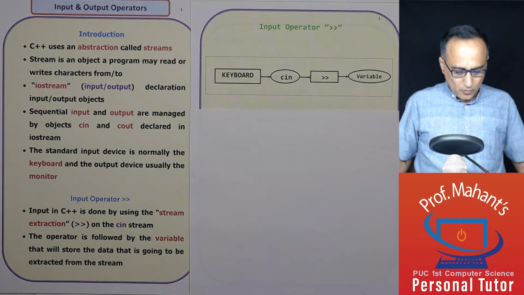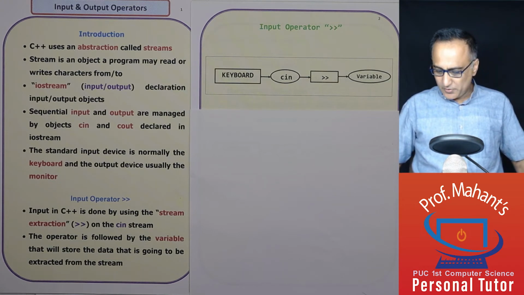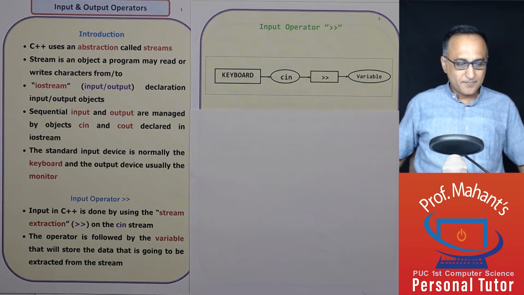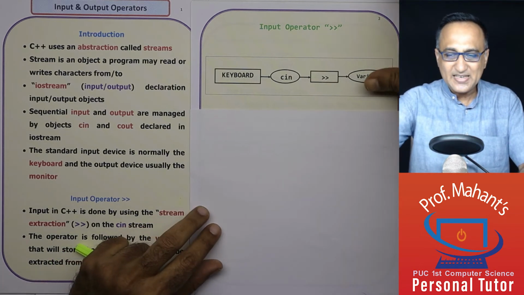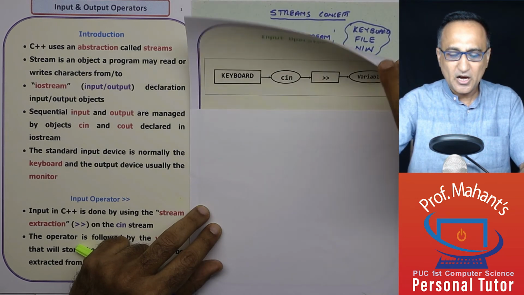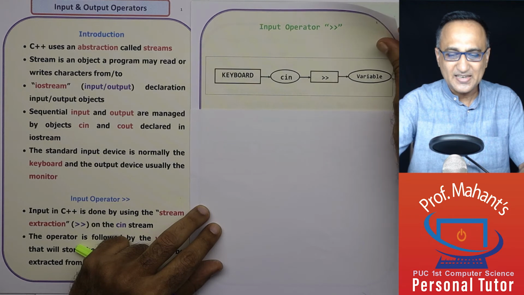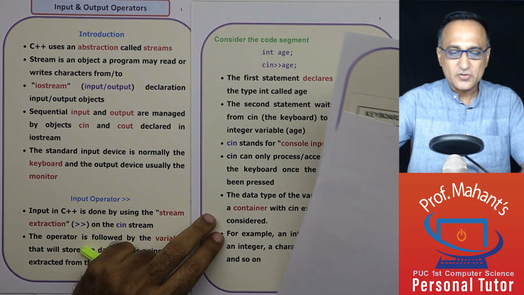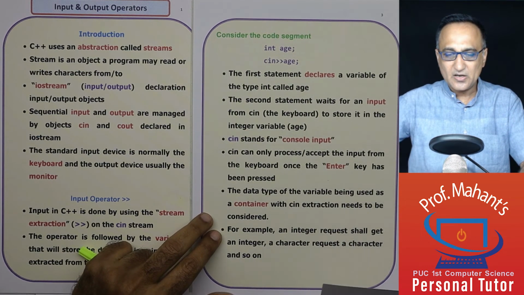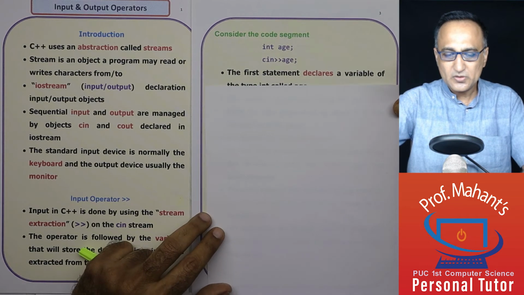Now, let us take a look at how we are going to read input and output using the cin operator. We shall first try to understand how data is read using cin, and subsequently how data is written using cout. So let's take a look at this code segment. Just take a look here.